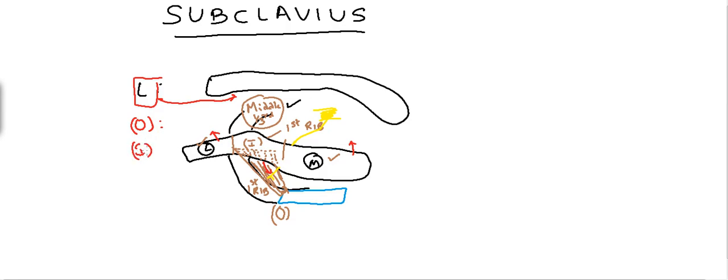insertion clavicle, that is the inferior surface of the clavicle, the middle 1/3 called the subclavian groove. Action, it steadies the clavicle during shoulder movement. Nerve supply, the upper trunk of the brachial plexus.